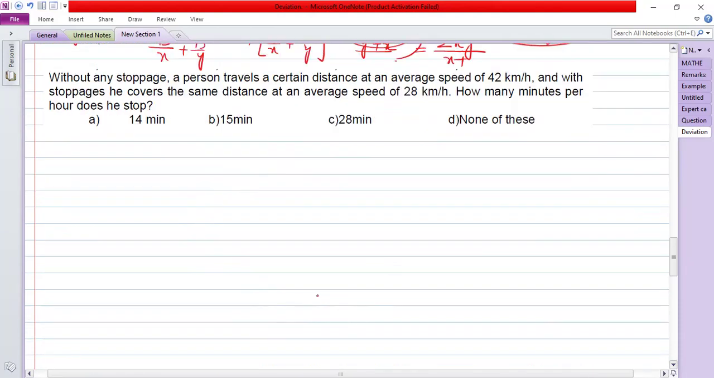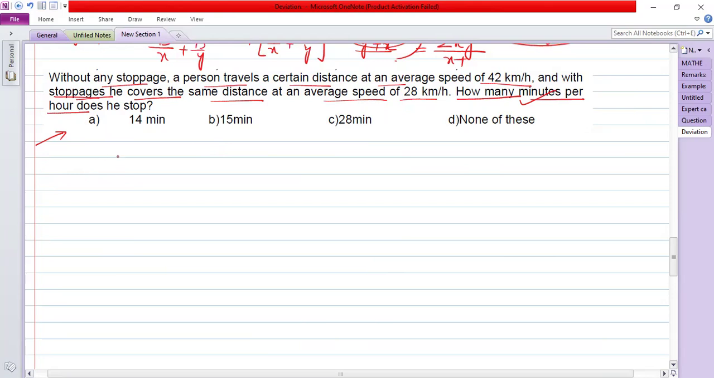Okay, so this is yet another one of the very important questions based upon average. So without any stoppage, a person travels a certain distance at an average of 42 kilometer per hour, and with stoppages, he covers the same distance at an average of 28 kilometer per hour. So how many minutes per hour does he stop? Means in 1 hour, how many minutes does he stop?